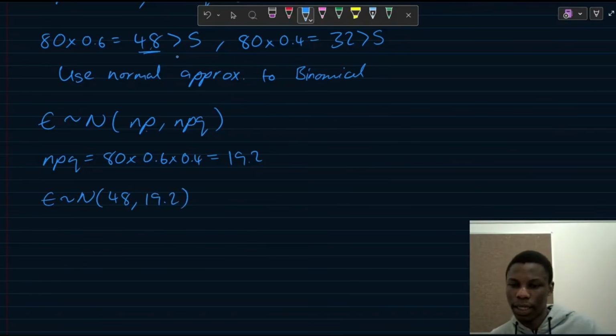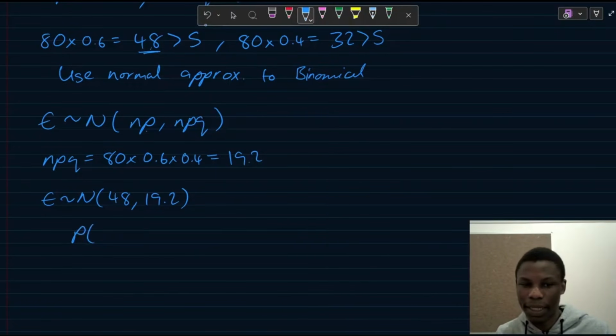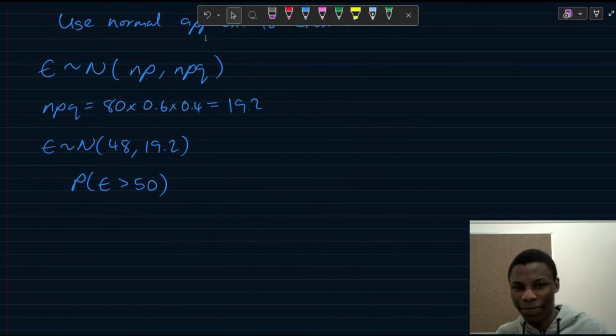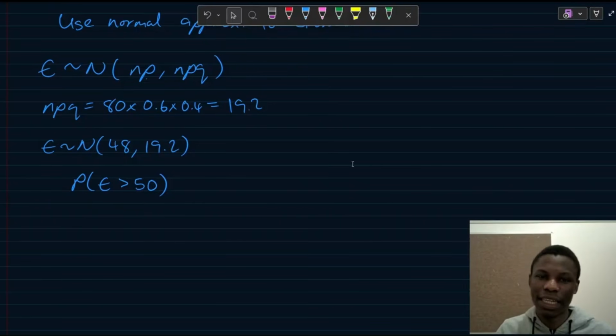All right. Now let's actually go back to the question and see what we're trying to solve. So we want the probability that E, so more than 50 of these competitors have times less than 36.0. So more than 50. Okay. But remember, this question was defined under a binomial distribution, which is a discrete distribution. But now we've approximated a normal distribution, which is a continuous distribution. So we need to take that into account.